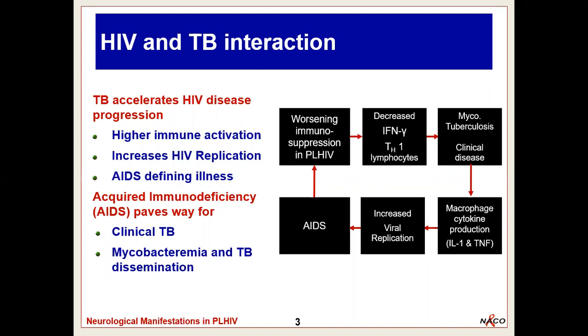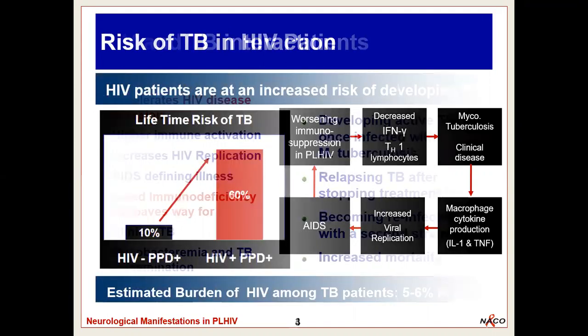Once you have a clinical disease, there's going to be macrophage and cytokine production. You have interleukin-1 and tumor necrosis factor, and that would again help in viral replication, and that is going to give you AIDS. And then again, you get the immune suppression. So it's a vicious cycle. One or the other, you get the mycobacteremia, and again that helps in viral replication for AIDS and further reduces the immunity. The cycle goes on for HIV/TB. Next slide, please.